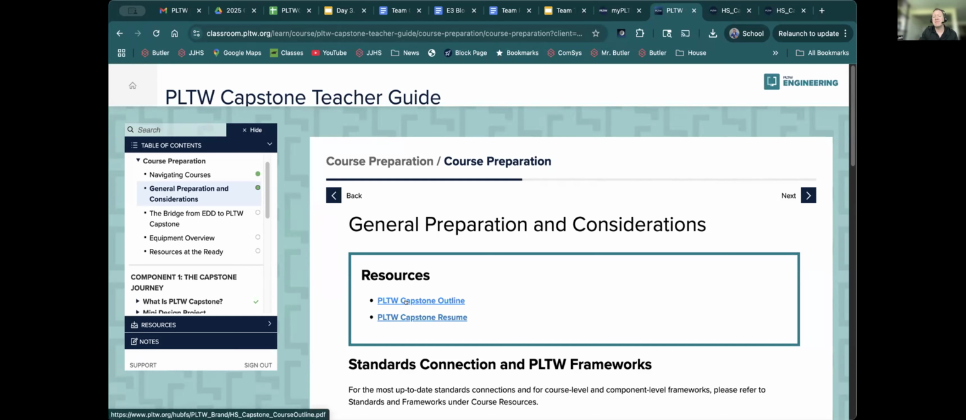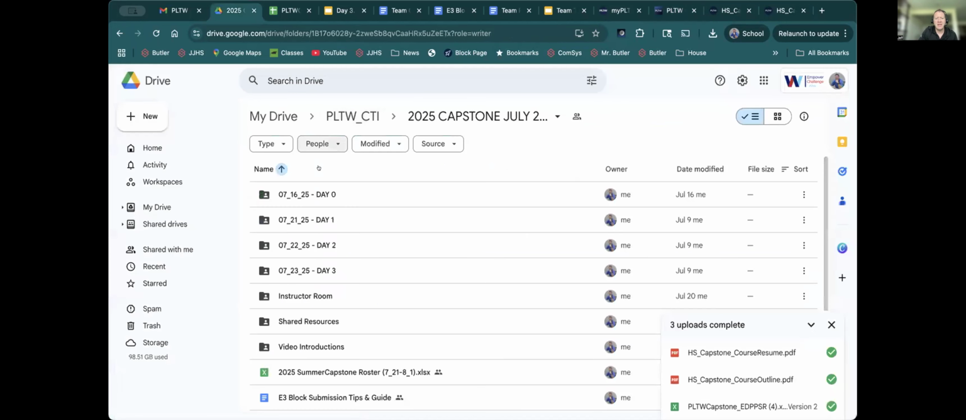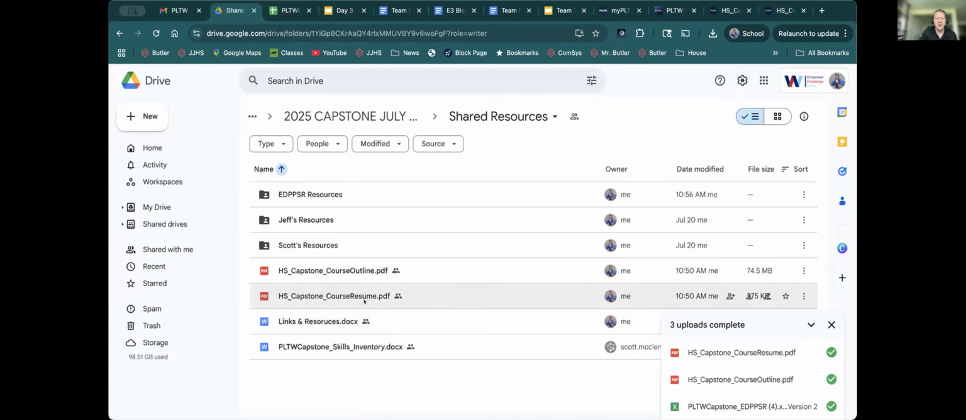Also, the capstone outline and capstone resume are located under the course preparation area. But we pull these out and put them in our shared resources folder. This way you have them, the course outline and the capstone course resume inside there.